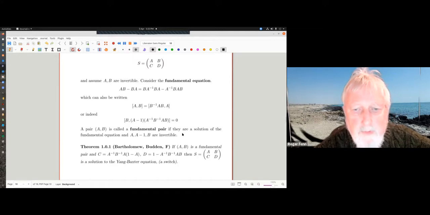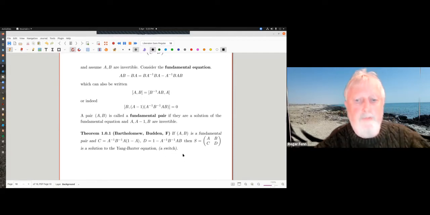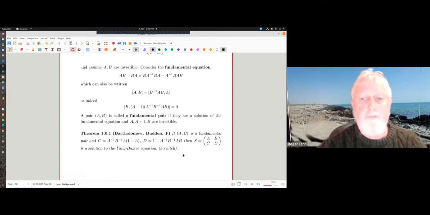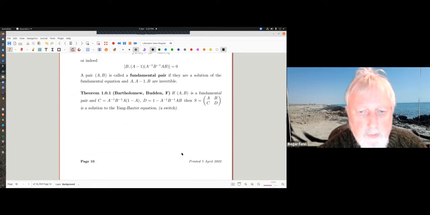So the original solution was: if A and B is a fundamental pair, and C is defined in terms of A and B by this formula, and D is this formula, 1 minus this group-type commutator, then S(A, B, C, D) is a solution to the Yang-Baxter equation, which we called a switch. Okay, so that's not too difficult to prove.